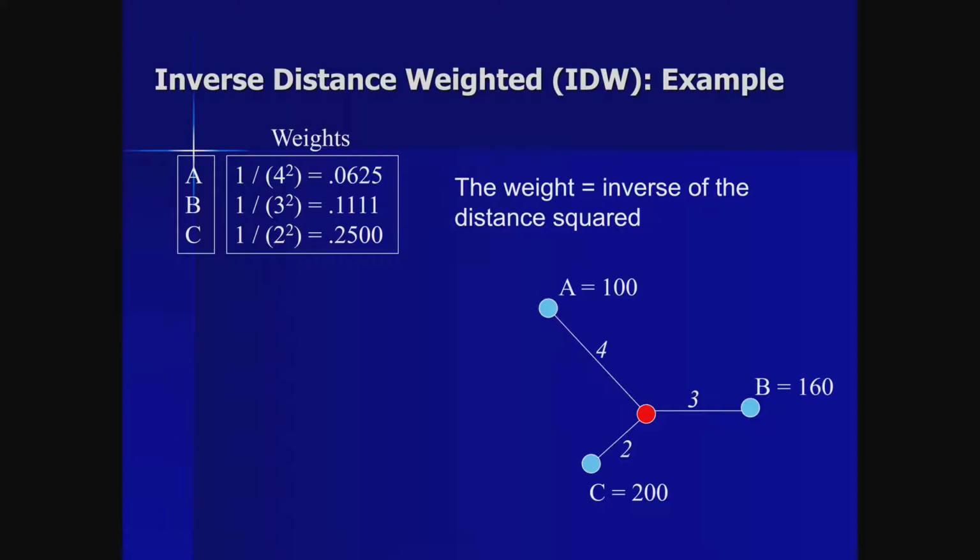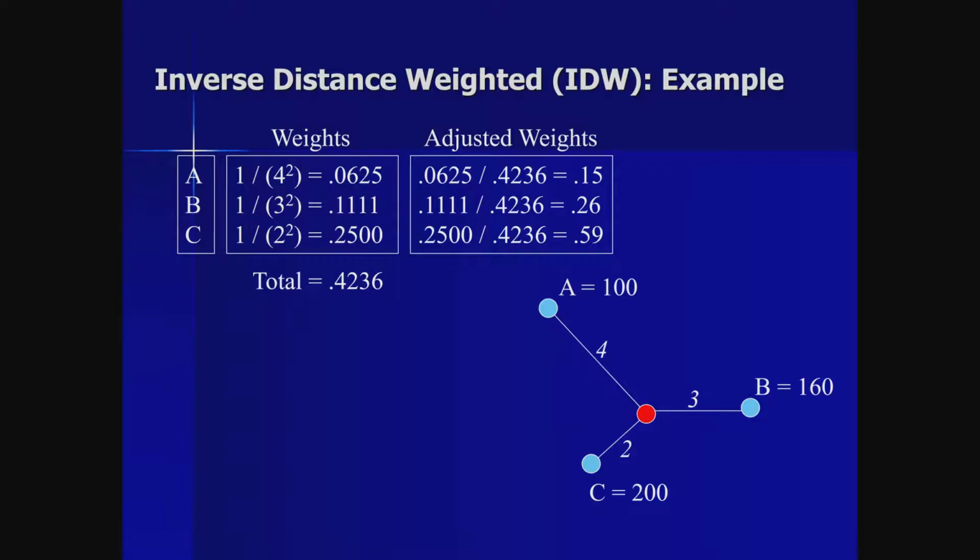Likewise, with 3, it's the distance squared, it's the inverse of that distance. 2 squared, which is 4. The inverse of 1 over 4 is 0.25. This is probably the easiest one to do in your head. Okay?